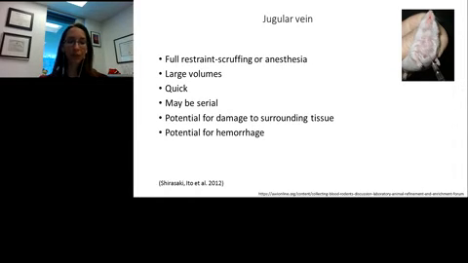So now that I've talked about some of these common techniques, I'm just going to present a paper that actually compared these 5 common techniques by Cyano et al. That came out in a 2015 lab animal paper.